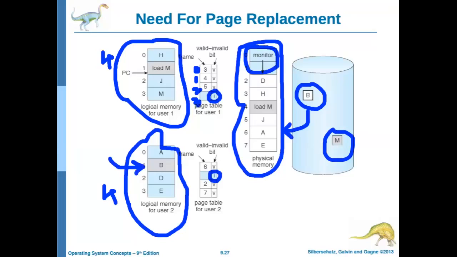Getting it now? That means we need to select one of the frames from 2 to 7, take that frame's page to the backing store, and make a free frame available in the main memory. And then from the backing store to main memory, we need to copy the contents of page B. That is the need for page replacement.